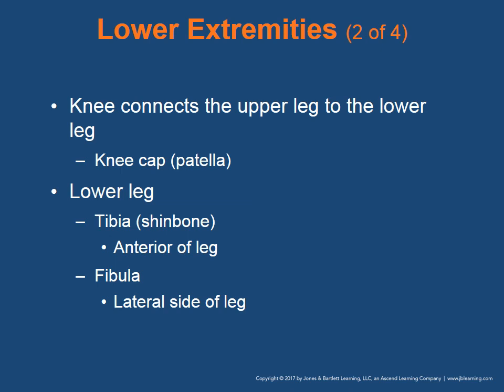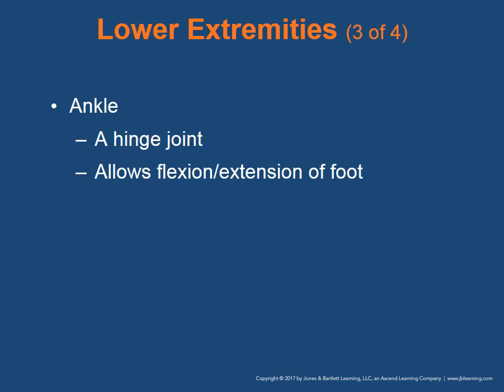So moving on to the lower extremity, of the lower leg, we have the tibia, or the shin bone, which is the anterior part of the leg, and the fibula is the lateral side of the leg. And oftentimes, if one's broken, then the other will be broken as well. A lot of times it'll be a tib-fib fracture. The ankle is a hinge joint, allows for flexion and extension of that foot.